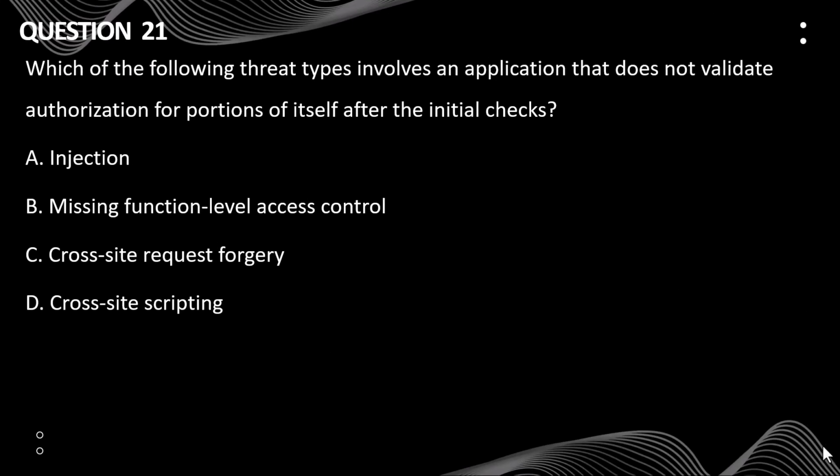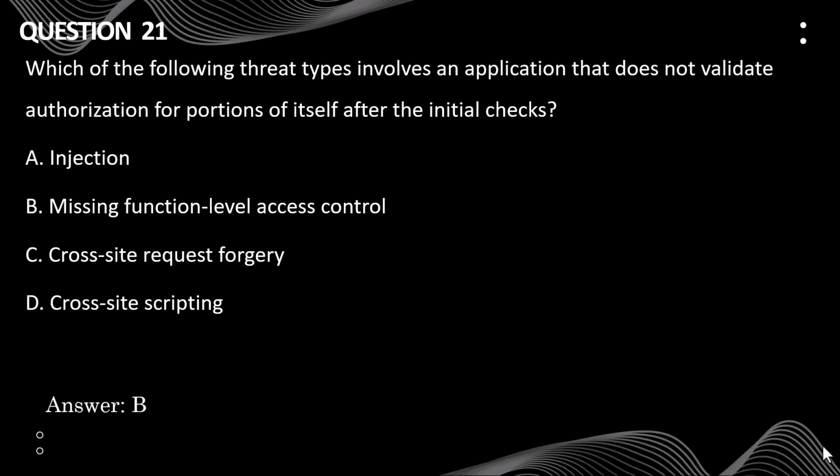Question 21. Which of the following threat types involves an application that does not validate authorization for portions of itself after the initial checks? A. Injection. B. Missing function level access control. C. Cross-site request forgery. D. Cross-site scripting. The answer here is option B.